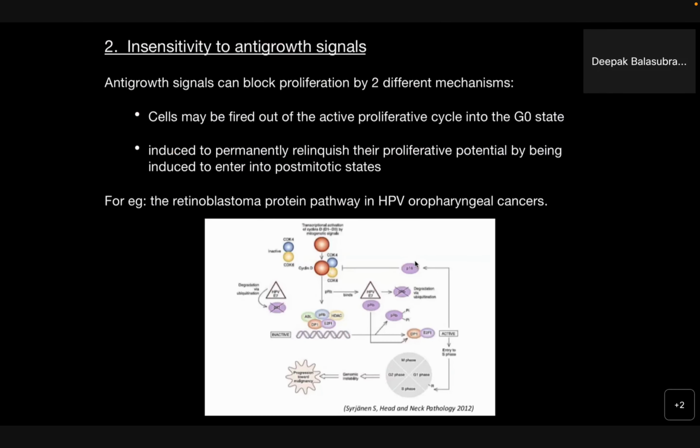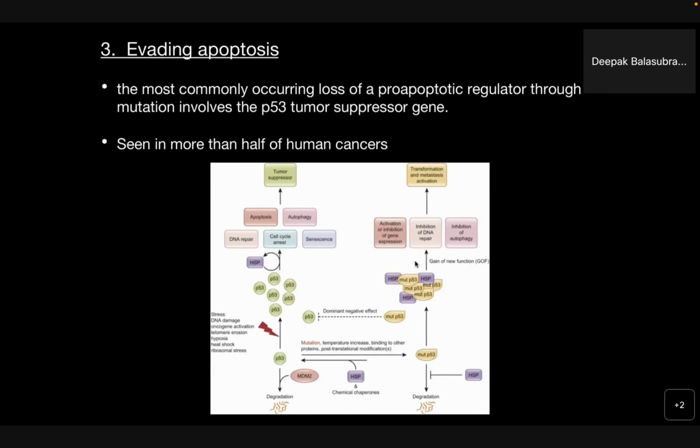The second thing is insensitivity to anti-growth signals. Anti-growth signals can block proliferation by two different mechanisms. Cells may be moved out from the active proliferation stage into the gap stage, or they can relinquish their proliferative potential by being induced into a post-mitotic state. This example is the retinoblastoma pathway in HPV oropharyngeal cancers.